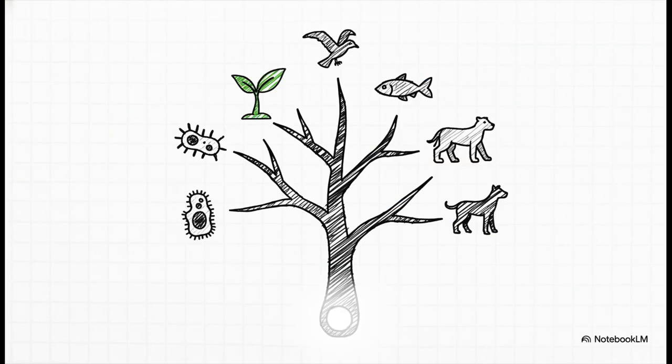Right, and the answer science gives us is a story that stretches back almost 4 billion years. It's this incredible story of a single common ancestor that just branched out over and over into the millions and millions of species we see today. It really is an epic tale of survival and change and diversification.